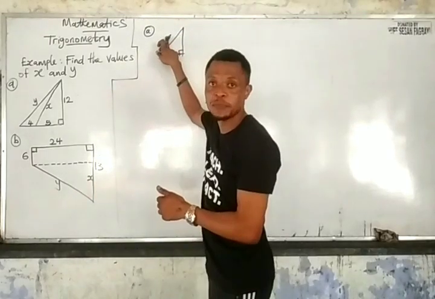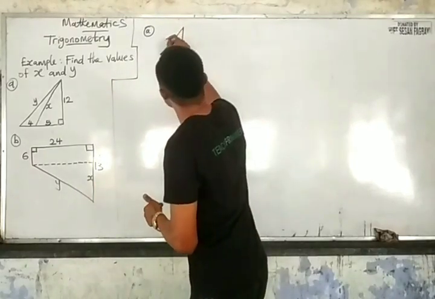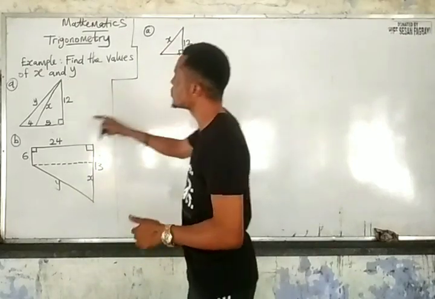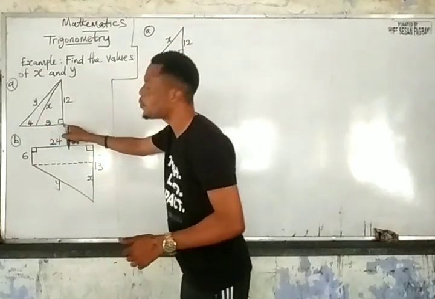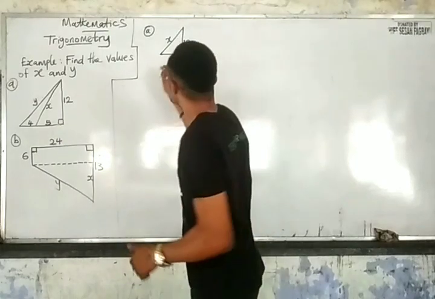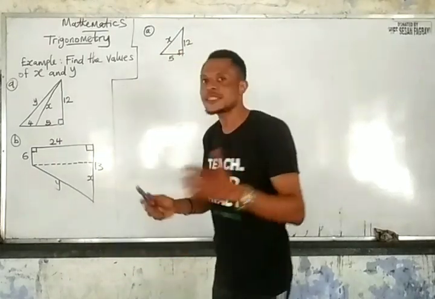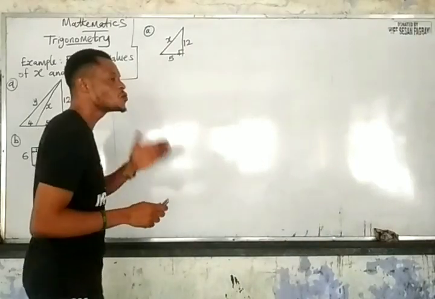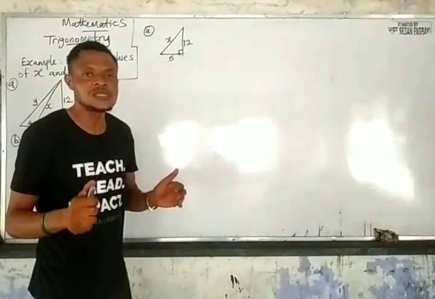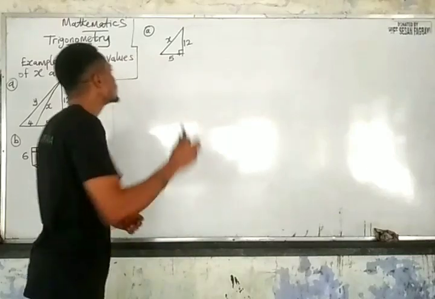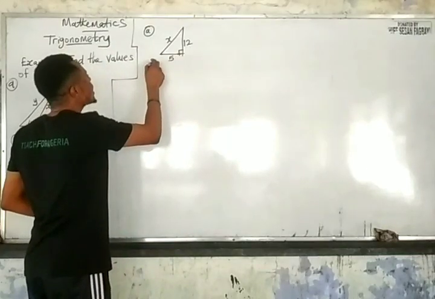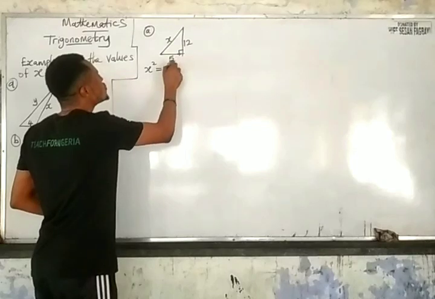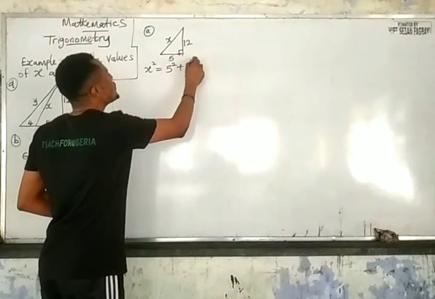This is of course my hypotenuse, which is x. I have from here to here to be 12. From this point to this point is going to be 5. As Pythagoras theorem states, hypotenuse square equals opposite square plus adjacent square. So this gives me x square equals 5 square plus 12 square.